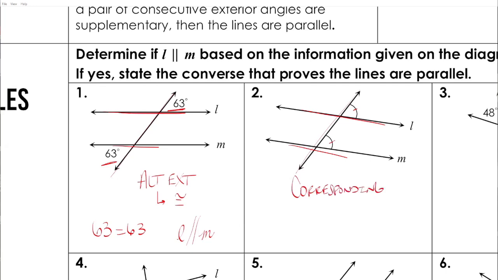Okay, in order for parallel lines to exist in corresponding, they must be congruent. Based on those hoops, you're right, there it is. L is parallel to M.